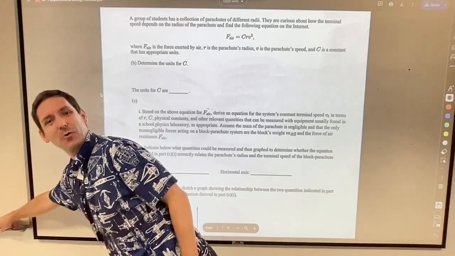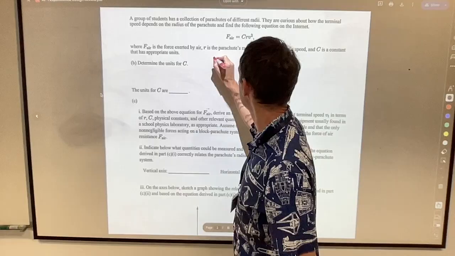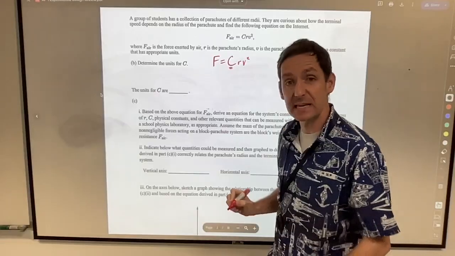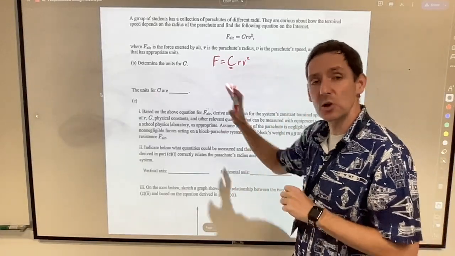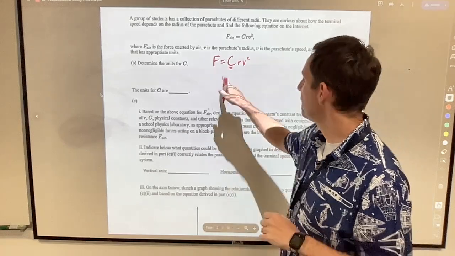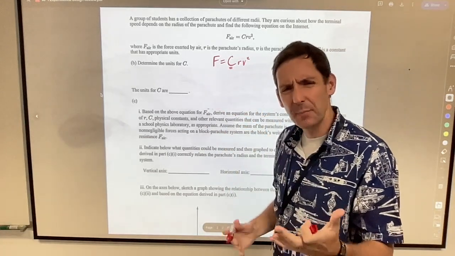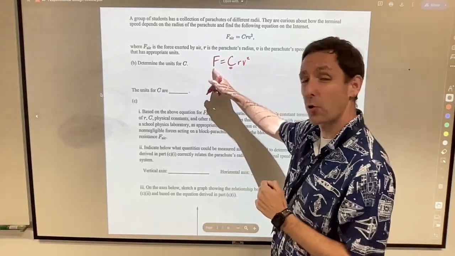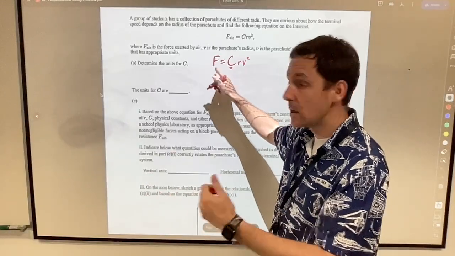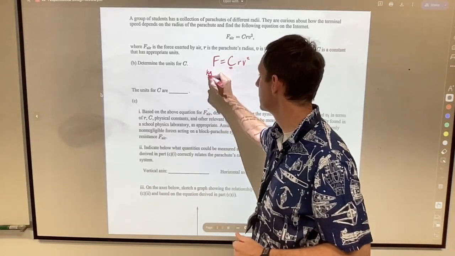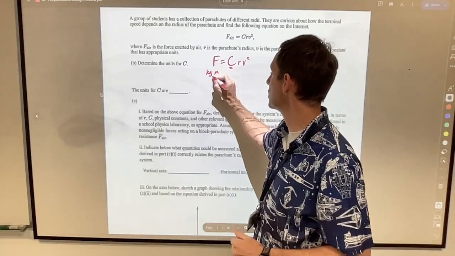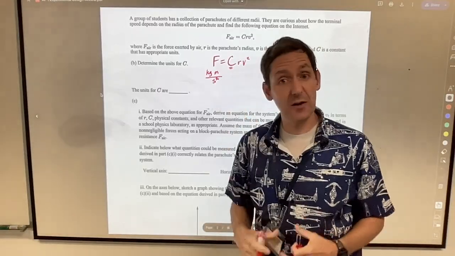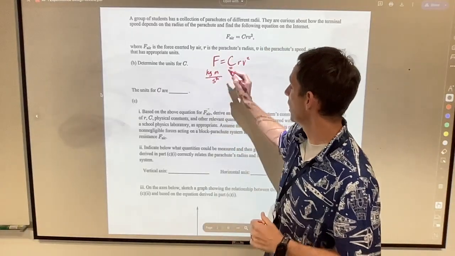We're going to use the idea of F equals CRV squared. And I need to know the units of C. But in order to know the units of C, I'm going to look at the units of everything else. So force is newtons. But I want to break it down to its fundamental units. Well, I know that force is mass times acceleration. And mass is kilograms. And acceleration is meters per second squared. So kilogram meters per second squared, that's the same thing as newtons.